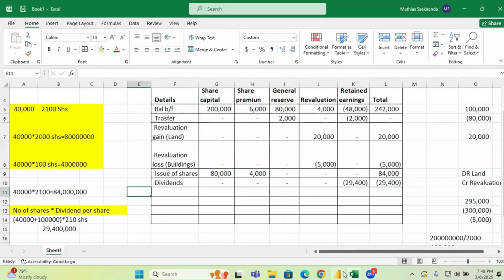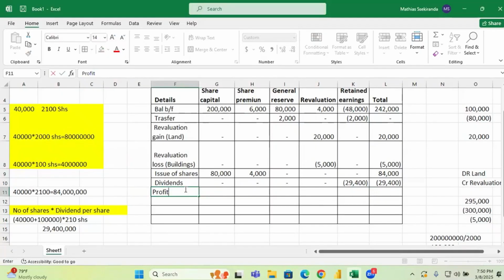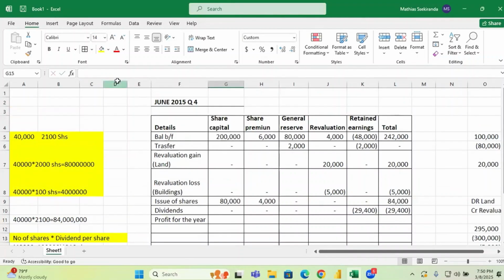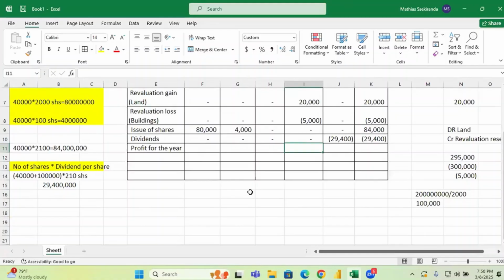Okay, our last computation is profit for the year. You have to ascertain the profit for the year so that you can bring it under retained earnings. If it's a loss, we shall change the naming. But you have to compute the profit for the year, and you can only get it when you come up with a profit or loss statement. In this case, we are not doing it as a full statement. It is just a working. So we want to ascertain the profit for the year.